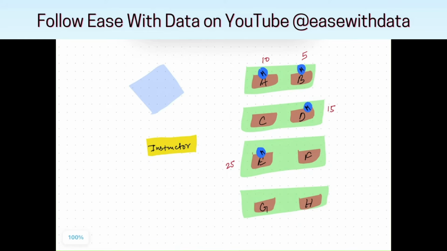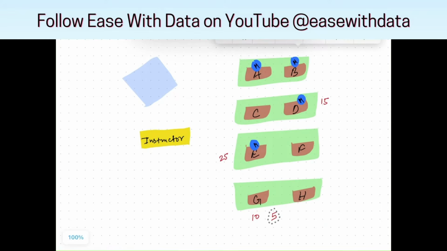Now the instructor got the local count for each of the pouches, but he needs the total count. So he asks G, go and collect all the counts and give me the total count. G goes and collects all the counts. So he collects 10, 5, 15 and 25, and he sums up all of them, which equals 55. Now G reports this to the instructor. The total count is 55. Now the instructor has the total count.